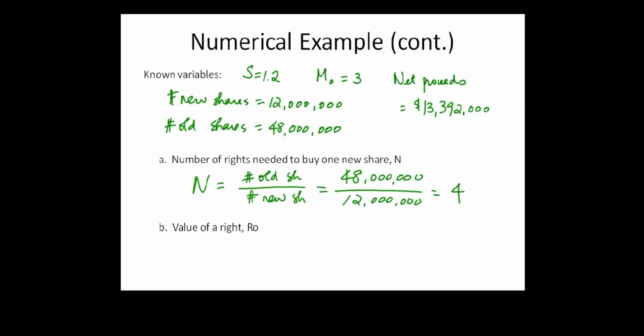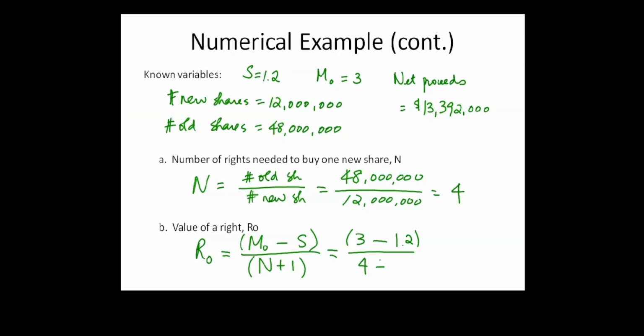So N is equal to 4, which means we need 4 rights to buy one new share. For question B, we're asked to find the value of one right, denoted as R naught. We use the formula for R naught. And this is an important formula to remember, by the way, so let's not forget it. So M naught minus S all divided by N plus 1. We know M naught is 3, S is 1.2, N is 4 plus 1. Calculate that out, you should get 0.36, or as we say, 36 cents.